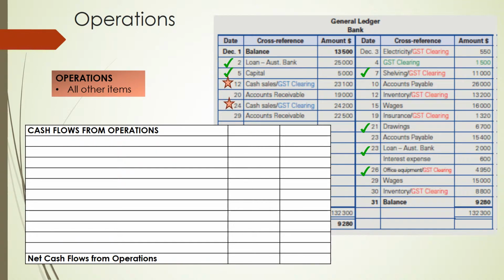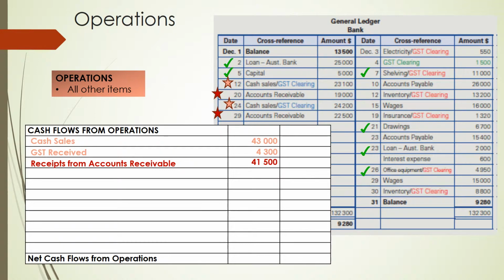So let's look at the cash receipts first. And here we have cash sales on the 12th and 24th. We need to take up the total amounts excluding GST. And the reason being is because we are reporting the GST received on sales on a separate line. Next, we have receipts from accounts receivable. And the total amount is $41,500.